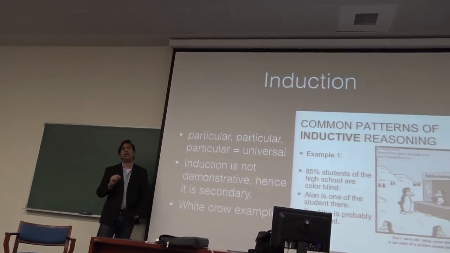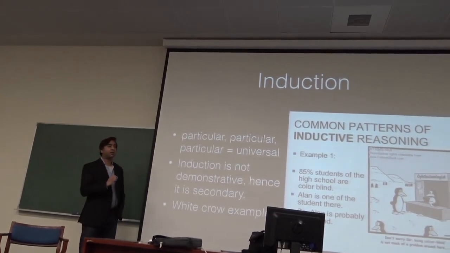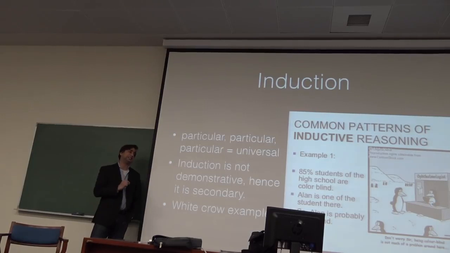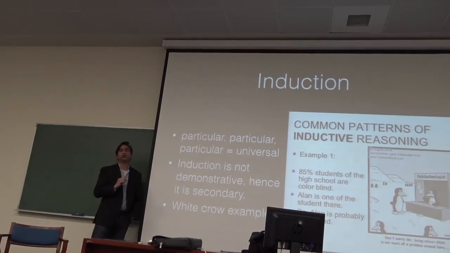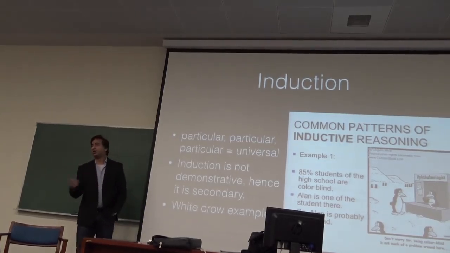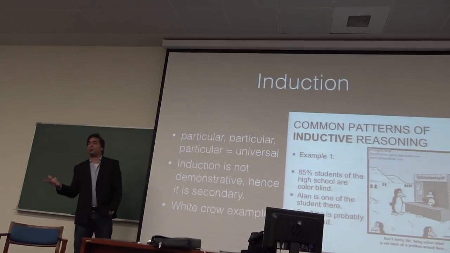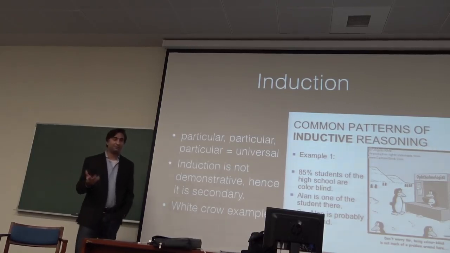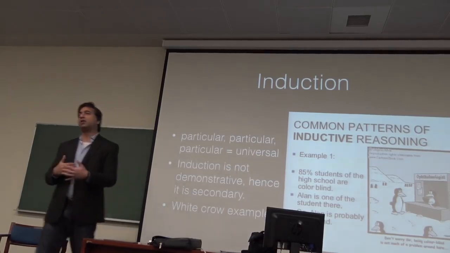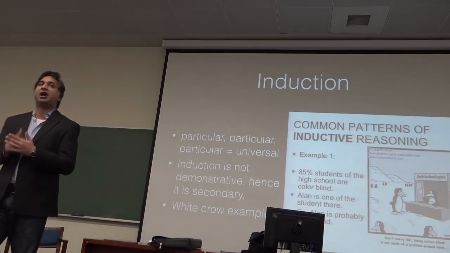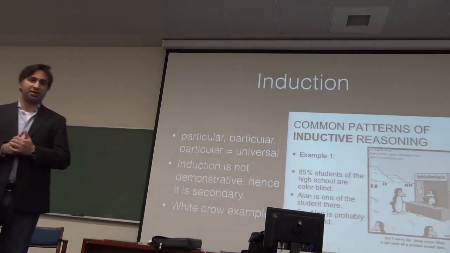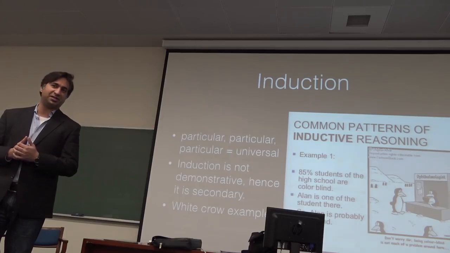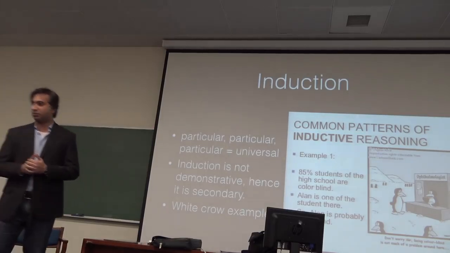Purely from the inductive method, I cannot come to that conclusion. I can come to the conclusion that there's a high probability that all crows are black, but I cannot come to the definitive conclusion that all crows are black, because some crow might be white, I don't know. Okay? So deduction gives you very hard generalizations. Induction gives you probabilities, but not hard conclusions.